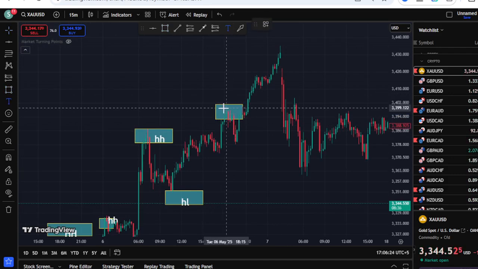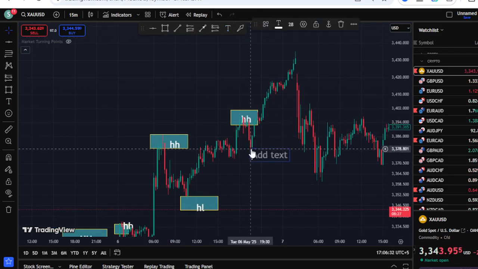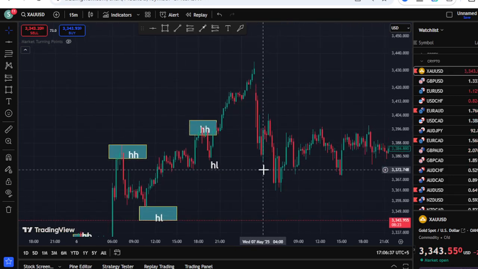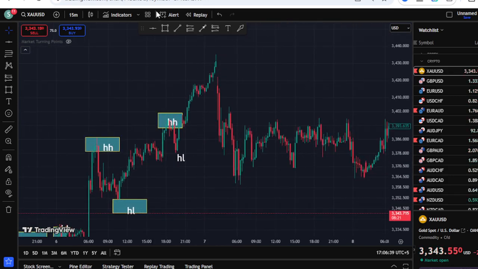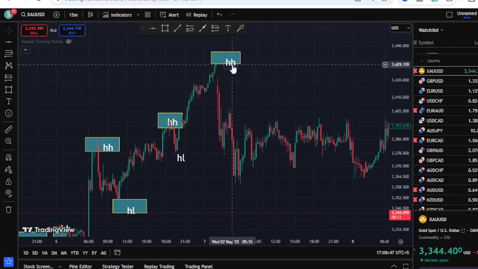I'm just going to write the proper ones, which are very clear. Let's directly take the text and just write: this is the higher low. So another one, that is the formation on gold. This is another higher high. So what do you assume right now? The market is simply going into the upper trend.